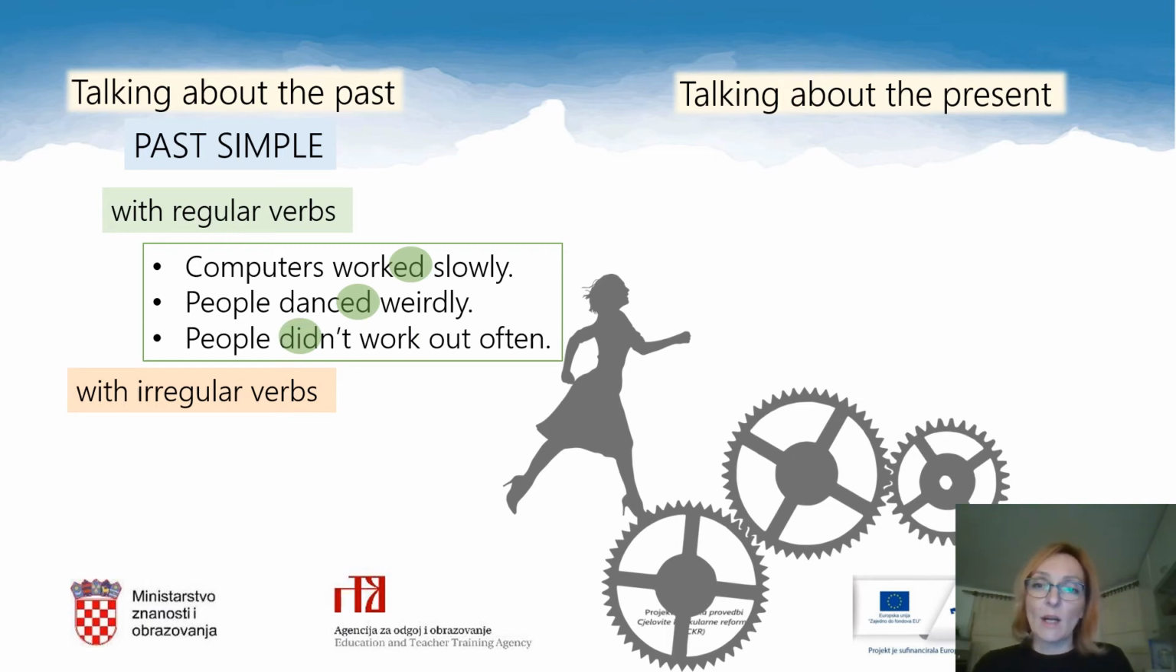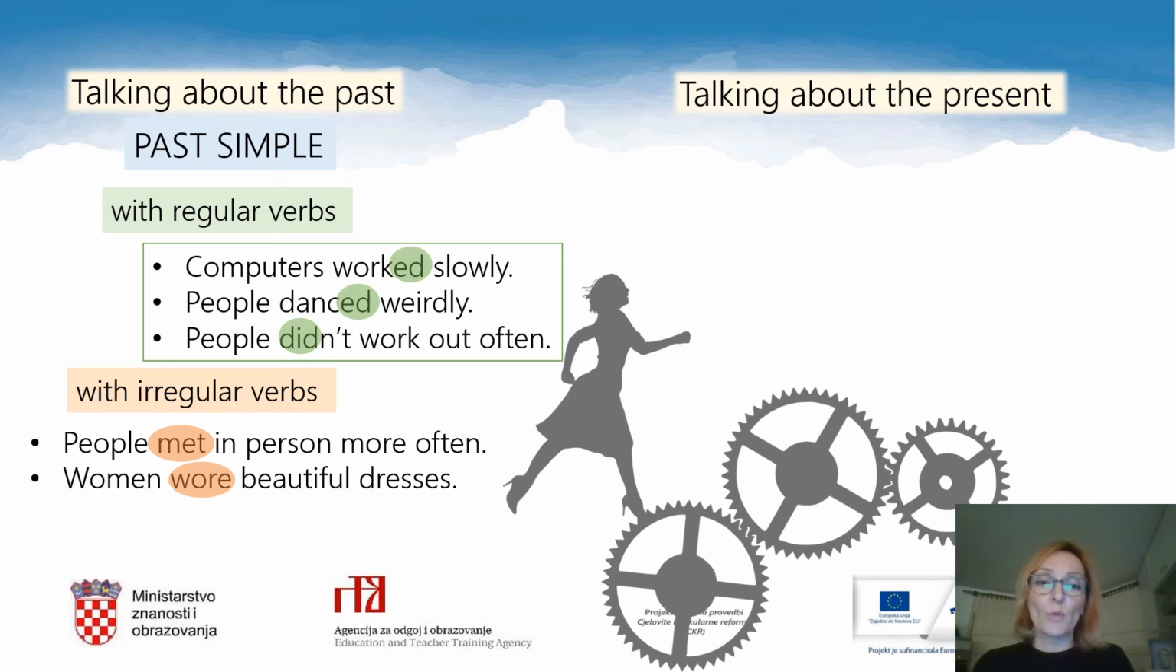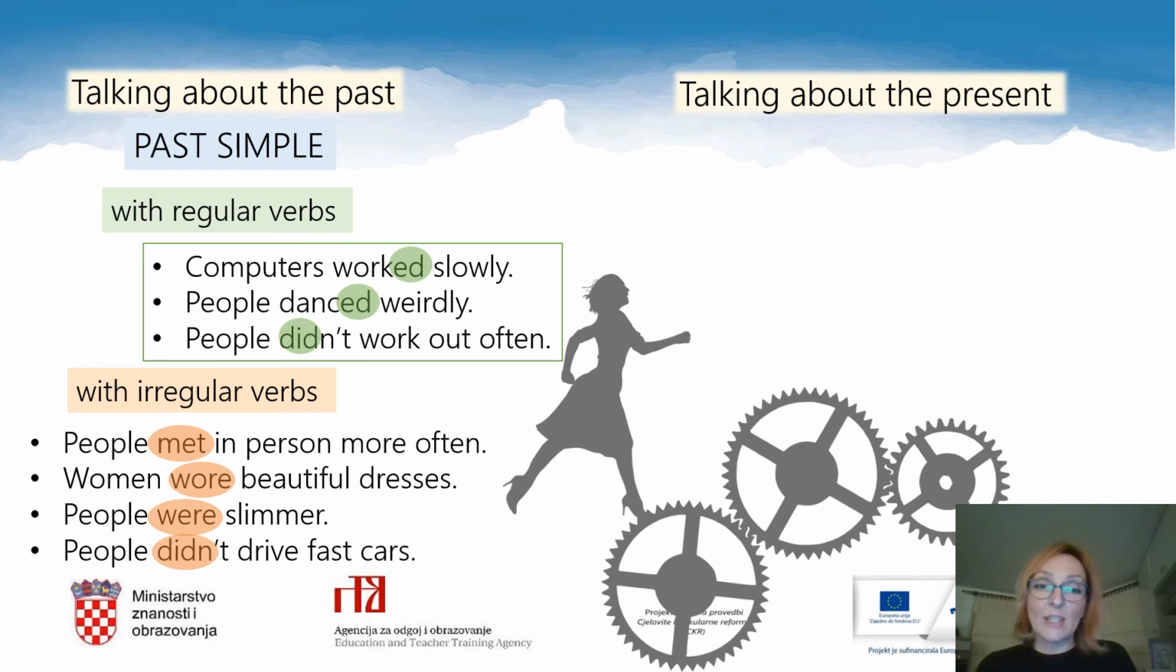And now some examples with irregular verbs. People met in person more often. Women wore beautiful dresses. People were slimmer. People didn't drive fast cars.